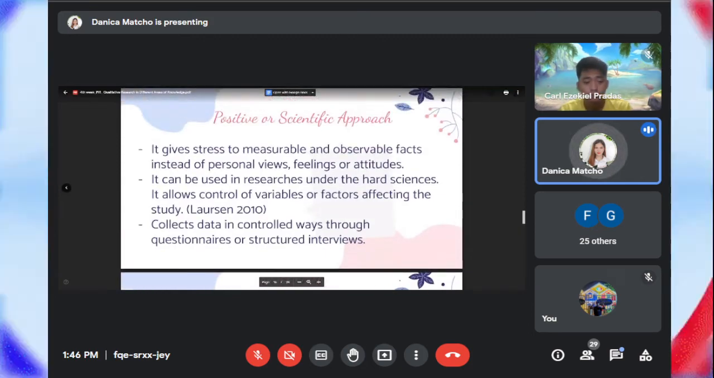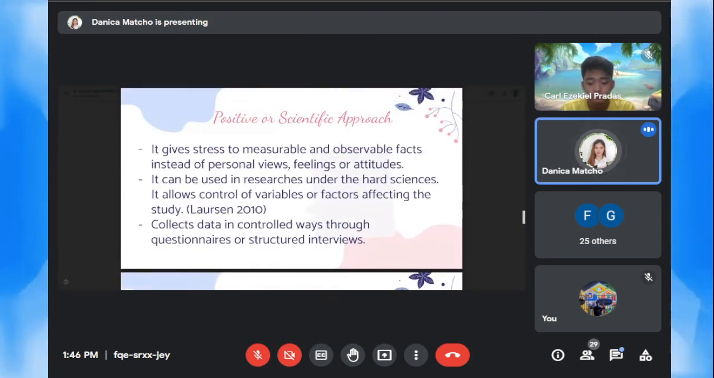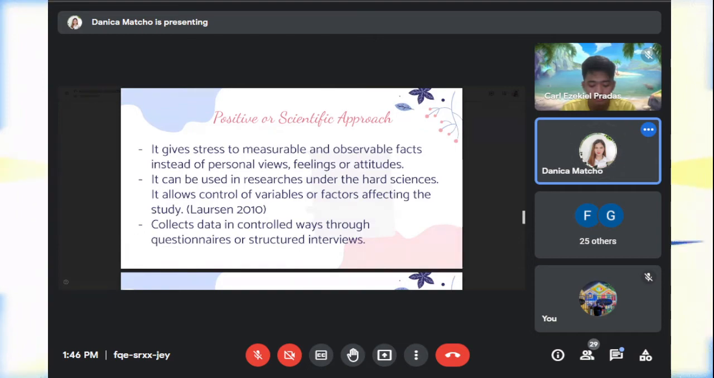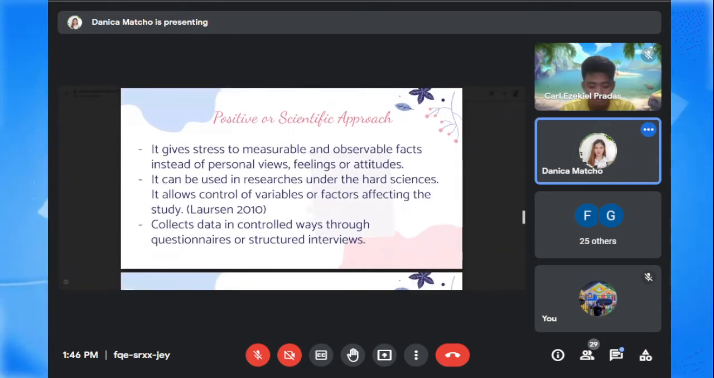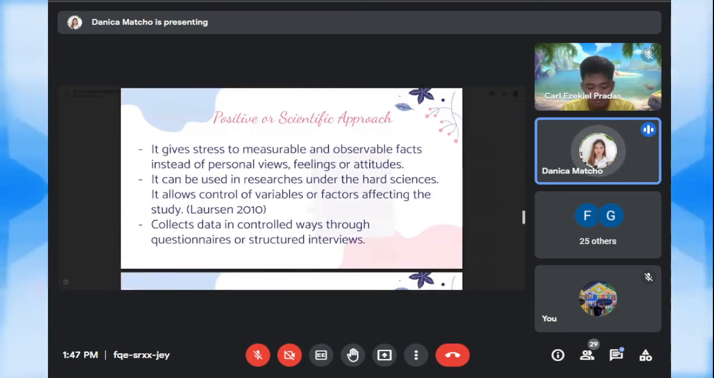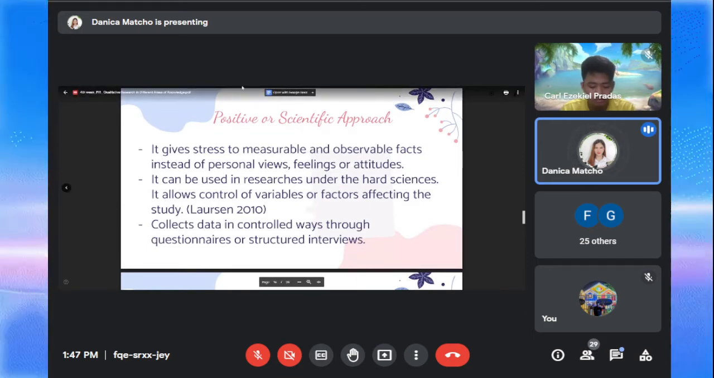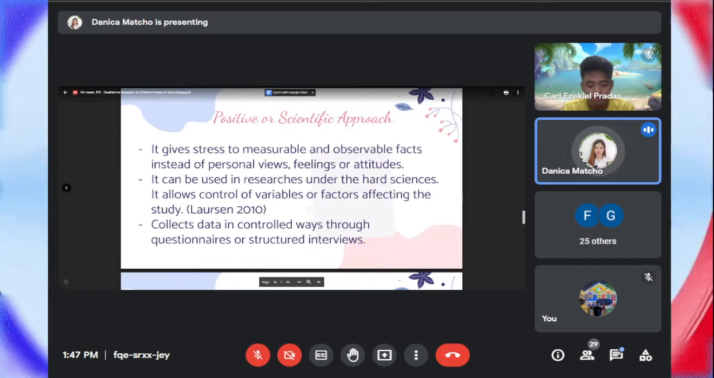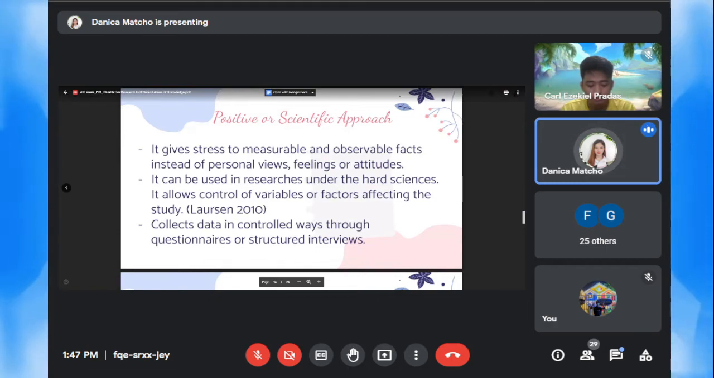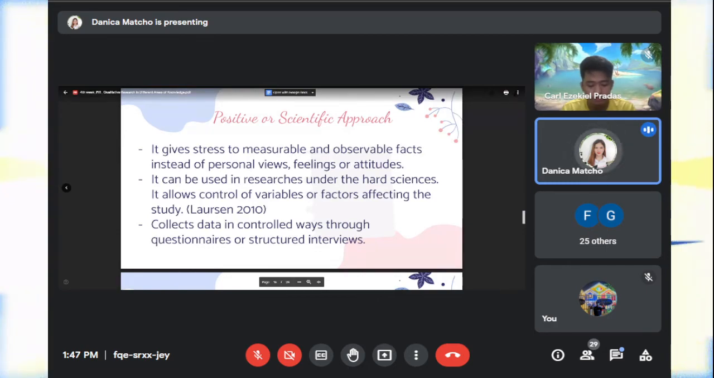Now here, guys, in positive or scientific approach, like what is stated here, you can collect data in controlled ways through questionnaire or structured interview. Now, since nagsasagot kayo ng survey ng grade 12, right? Diba? Nagsasagot kayo ng ano.